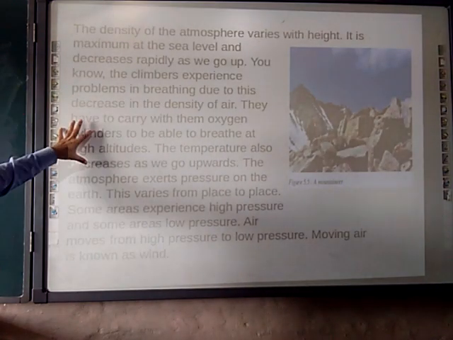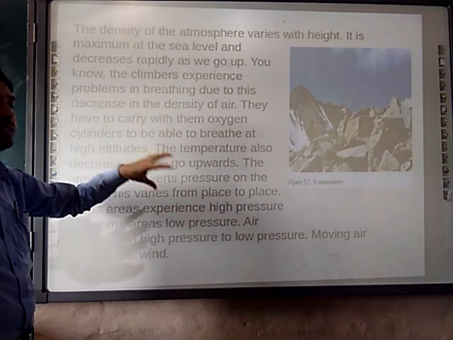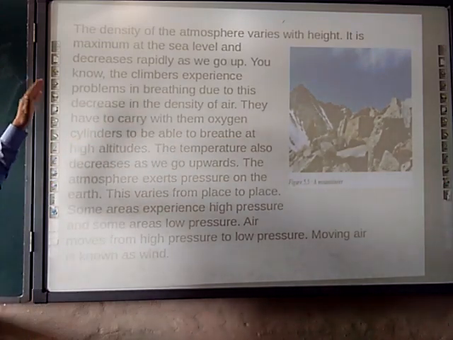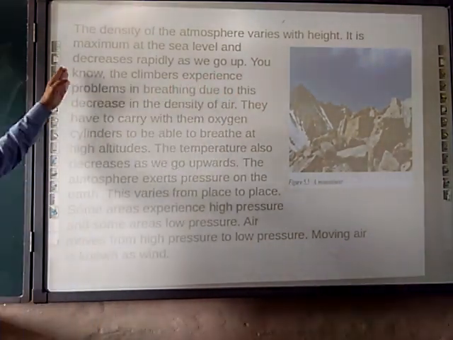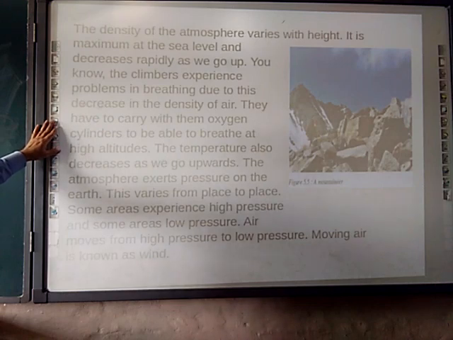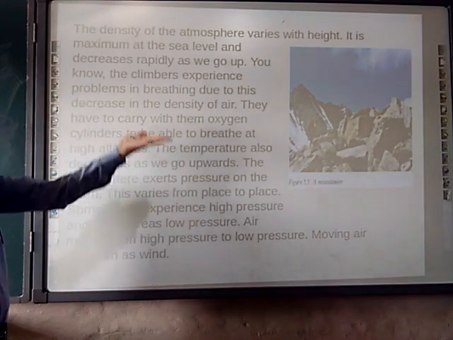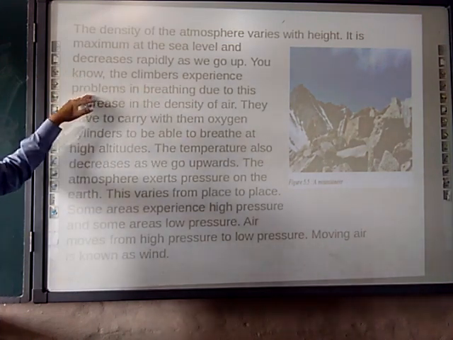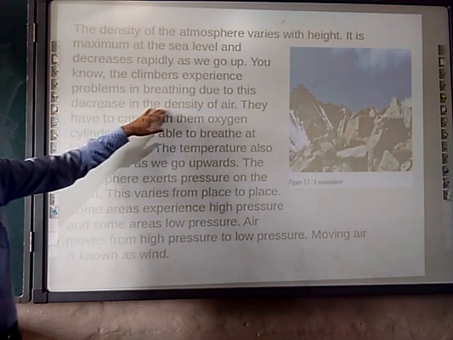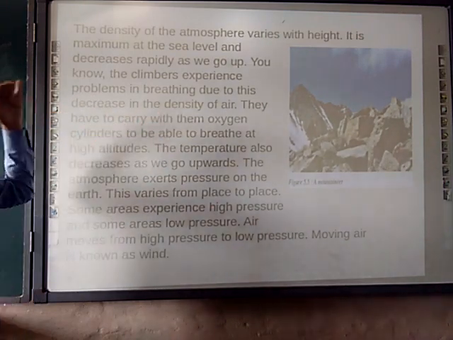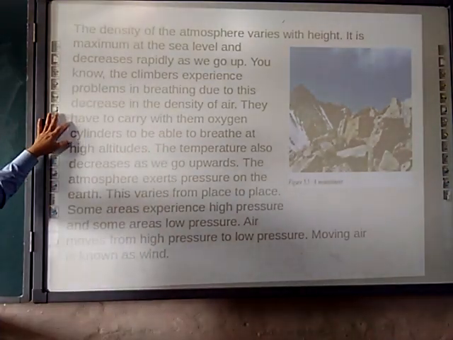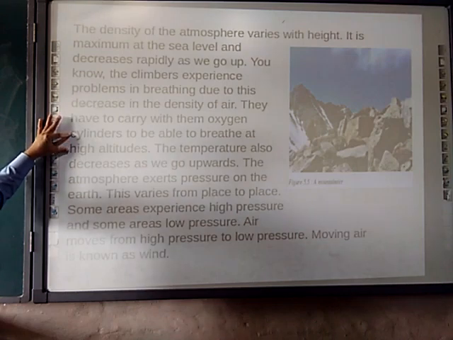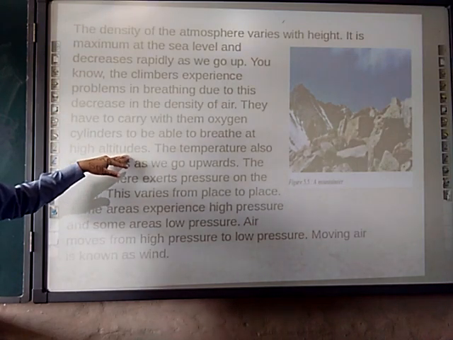Next, we are going to see the important part. Why are the mountaineers carrying the oxygen cylinder on their back? In figure 5.5 are mountaineers, right? The density of the atmosphere varies with height. It is maximum at sea level and decreases rapidly as we go up. The climber experiences problems in breathing due to the decrease in the density of air. That's why mountaineers always carry an oxygen cylinder on their back. They have to carry oxygen with them to be able to breathe at a high altitude.